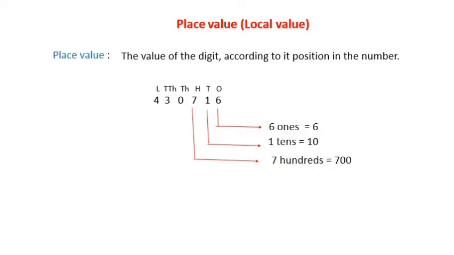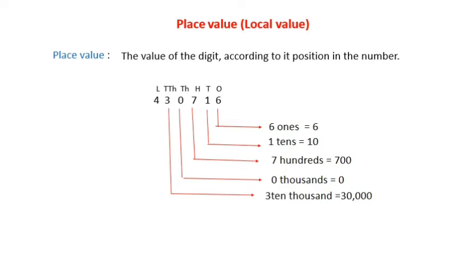The place value of 0 is the product of the digit and the value of that place. So 0 thousands means 0 into 1000, which becomes 0. The place value of 3 is the product of 3 and 10,000, that means 3 into 10,000, which becomes 30,000. And the place value of 4 is 4 lakh. So the answer is 4 lakh.